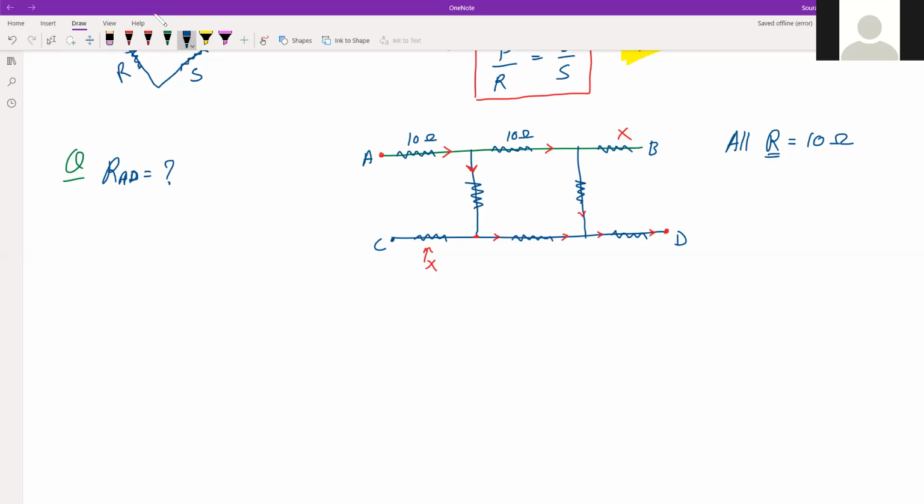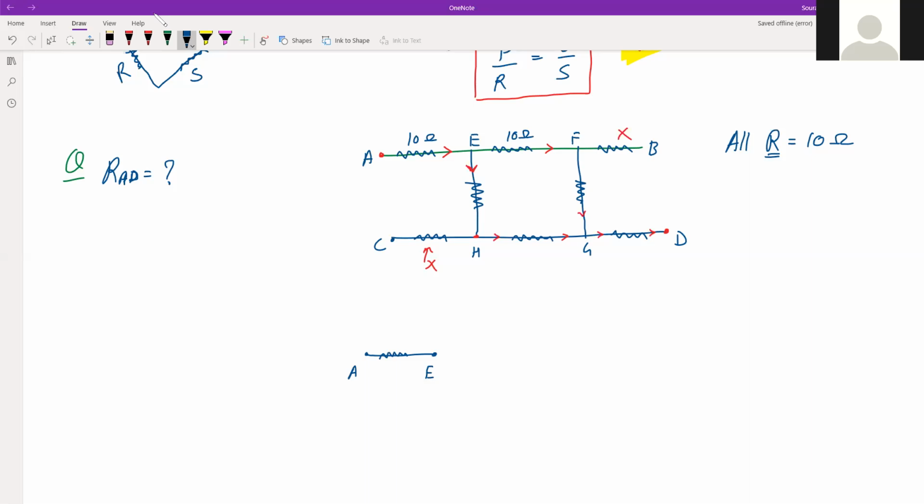Let us give some names to these junctions. A, B, C, D are already there. Then let these be E, F, G, and H. So for your path from A to D, you have to find the equivalent resistance, so you become the current and move along A to D. How many paths are there from A to D? First you move from A to E. There is no deviation there. A to E you move normally.